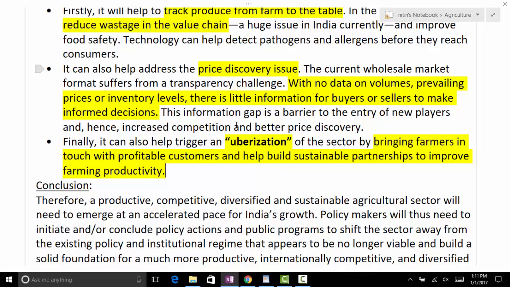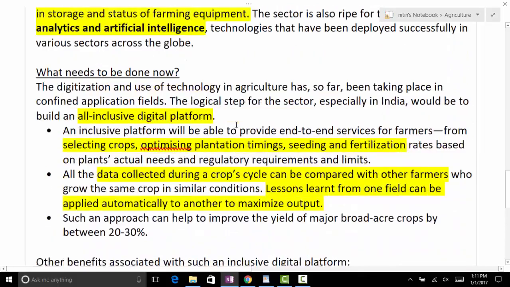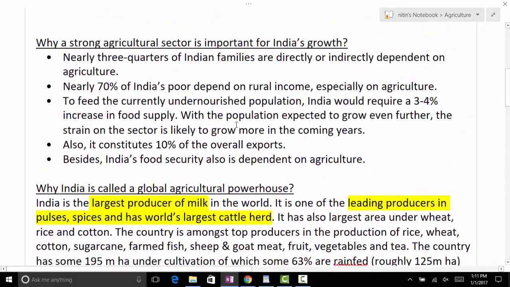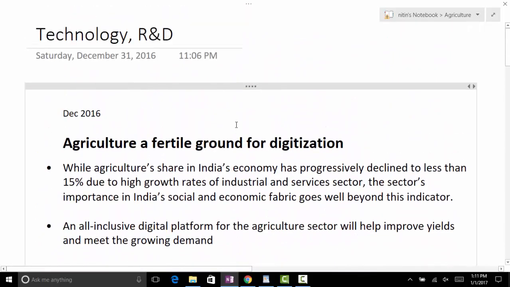So how does this price discovery happen? Because you have the digitization data, you have how much is the output, how much is the demand, everything comes into being and comes out with what should be the prices. These are major points of this article. I will just discuss certain things apart from this article. Okay, because this article confines itself only to digitization and how it will help in improving productivity.